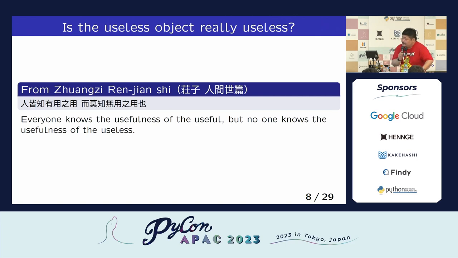In English: everyone knows the usefulness of the useful, but no one knows the usefulness of the useless. Repeat after me. Everyone knows the usefulness of the useful, but no one knows the uselessness of the useless. Okay, understand? Yes. Okay, perfect.